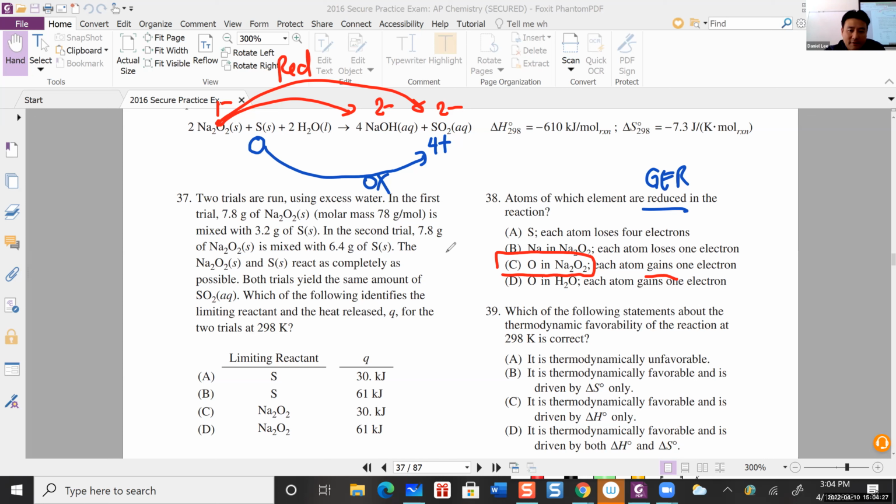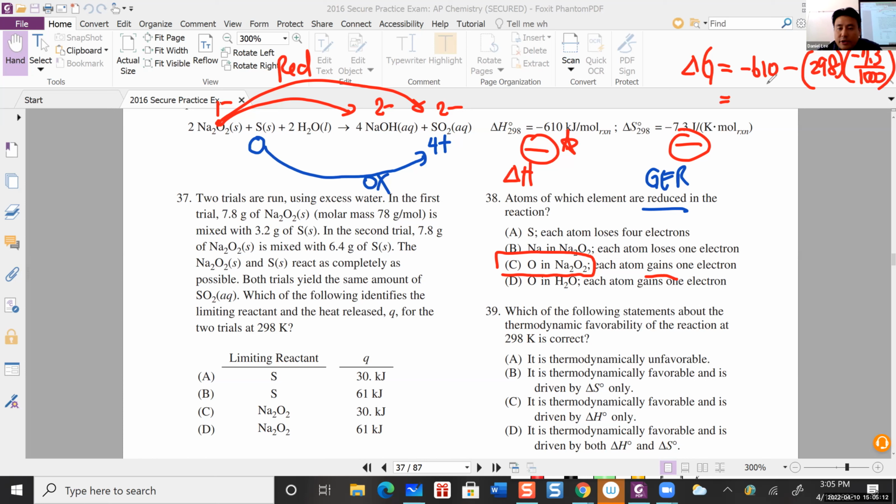All right, 39. Which of the following statements about thermodynamic favorability? Where did we analyze this? We said that delta H is negative, delta S is negative, so the driving force is enthalpy, delta H. So is this spontaneous? How do I know if this is spontaneous or not? You have to calculate delta G, or see if the question tells you, right? So let's calculate delta G. Delta G is delta H, negative 610, minus temperature, 298, times delta S, which is negative 7.3. I have to divide by 1,000, so negative 7.3 joules divided by 1,000, yeah?